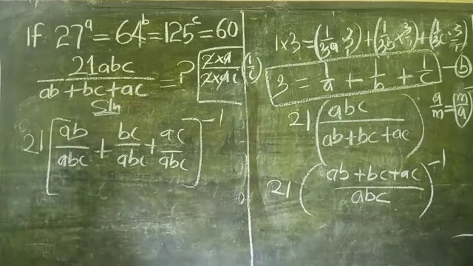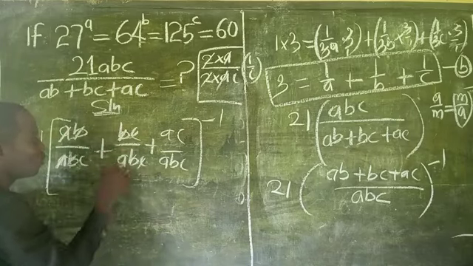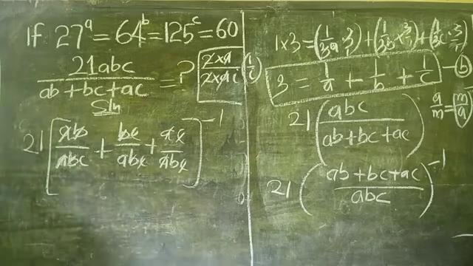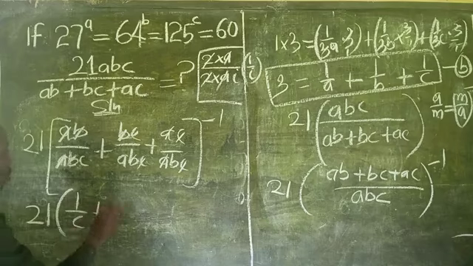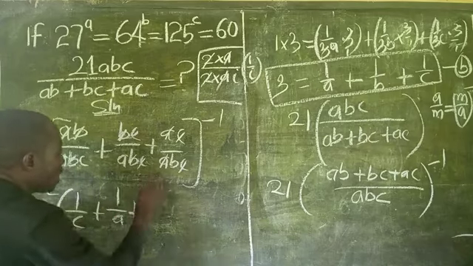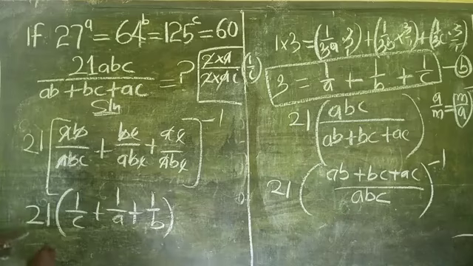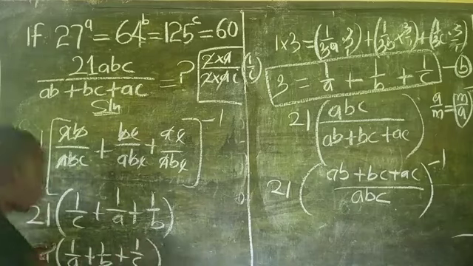So what do I mean? You can see AB here, AB, since they are multiplying, AB can cancel AB to be left with 1 over C. BC here can cancel BC to be left with 1 over A. AC can cancel AC to be left with 1 over B. So if you write that out, that is to say 1 over C plus 1 over A plus 1 over B. And we can also rearrange it to be 21 into, let's take A first, 1 over A plus 1 over B plus 1 over C. You see this?